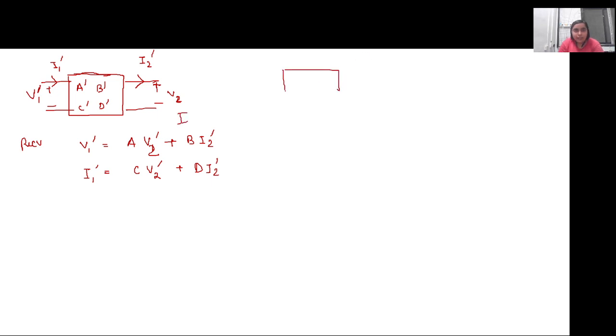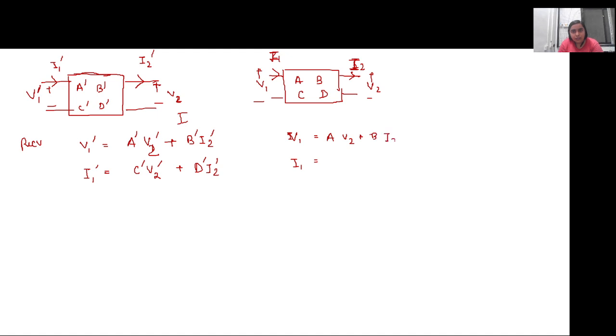Let the second network be, yes, A, B, C, D should also be dashed. Okay. Now in this case, let this be ABCD. In one case I'm using dash, in the other case I won't be using dash. So here this is V1, this is V2, plus minus I1, and this is I2, right? In this case again, the sending end voltage and sending end current I'll be writing in terms of the receiving end voltage and current: V1 equals A V2 plus B I2, and I1 equals C V2 plus D I2.